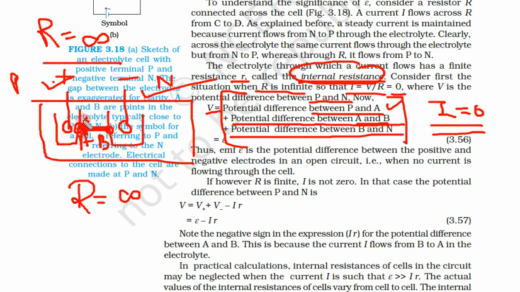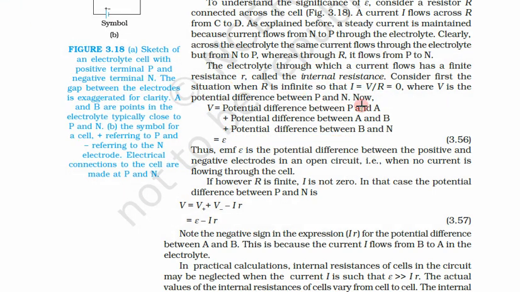between these electrolytic solution points A and B, so some potential difference would be there. So this total potential difference has three terms: potential difference between A and P, potential difference between A and B, and potential difference between B and N. So all three terms. In that case, when R is infinite, this is equal to the EMF.